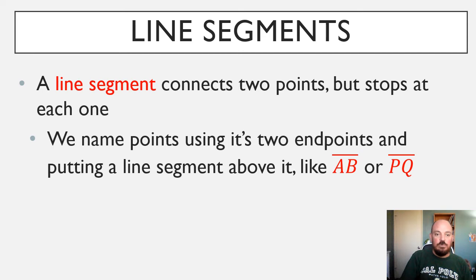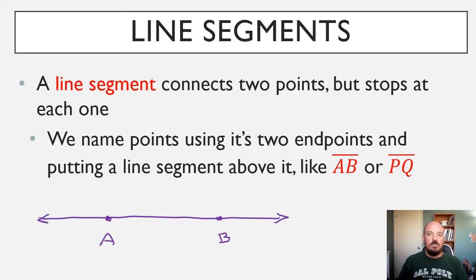Let's say, for example, I had 2 points. I'll call them point A and point B. Now, yesterday we had a line that went through them and continued forever in both directions. That would be line AB. I would write the letters A and B and write a line over it.